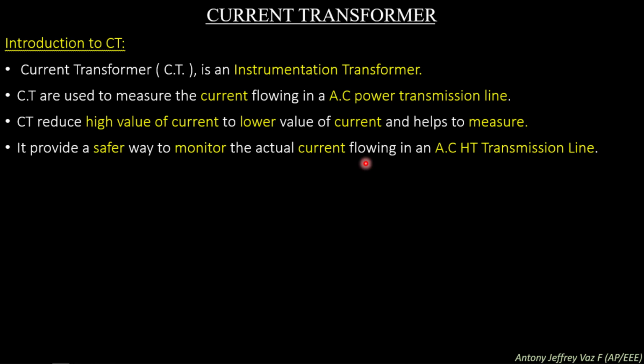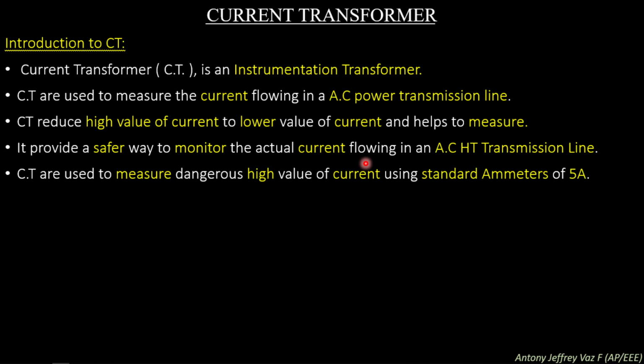We cannot use a normal ammeter to measure such high value of current. There is no such ammeter designed to measure such a very high value of current in hundreds of ampere range. So we need a current transformer, and that current transformer is going to lower the value of current and helps us to measure the current which is present in the current carrying conductor to be measured.